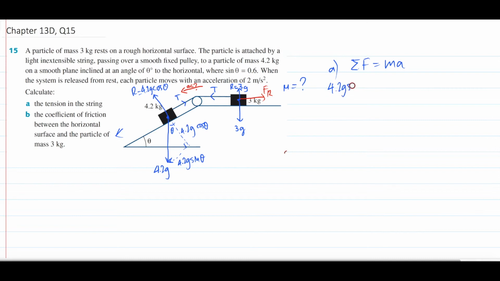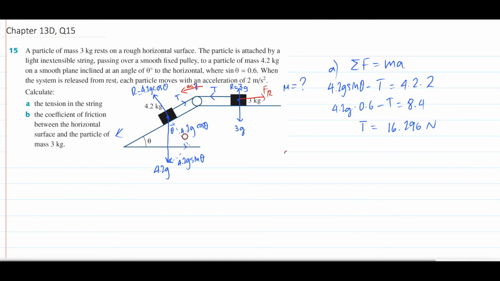4.2g sine theta minus tension equals the mass, which is also 4.2, multiplied by acceleration, which we know is equal to 2. Okay, so that's what we know. I'll write that down properly. Acceleration is equal to 2. Right, now in 4.2g, I can replace sine theta with 0.6, and then we are just finding tension, so that's 4.2 times 2, that's 8.4. Guys, you put it in your calculator, just do some quick maths, and your answer for this one should be 16.296 Newtons. Okay, so that's how you answer part A.